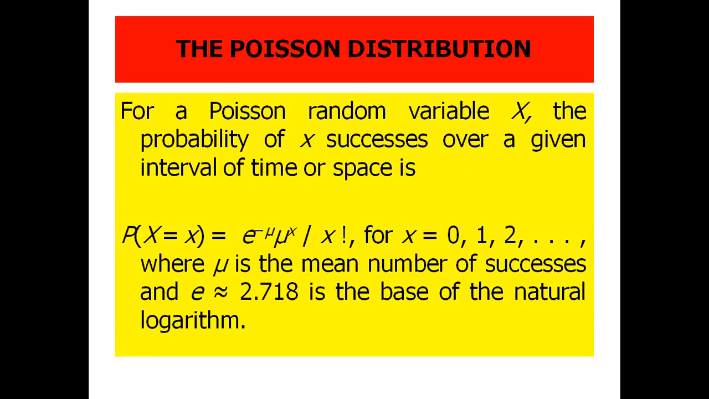Now, for the Poisson distribution, for a Poisson random variable x, the probability of x successes in a given interval of time or space is given as follows. So if you want to calculate the probability of x successes for a Poisson random variable x, the formula is e to the power negative mu, times mu to the power x, over x factorial, where x is the number of successes over a given interval of time or space, mu is the mean number of successes, and e equals 2.718, which is the base of the natural logarithm.